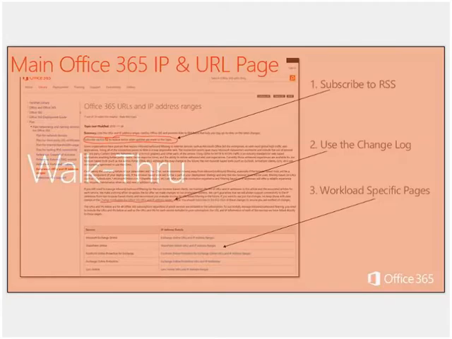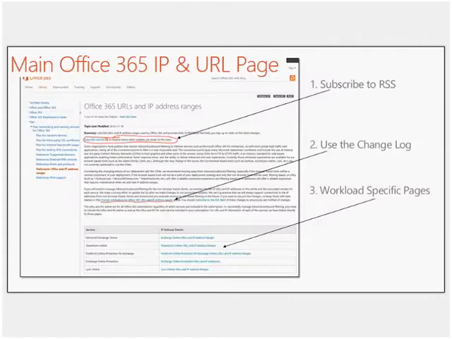So this is the main Office 365 IP and URL page. There are a couple of URLs that point to this page. This is the TechNet view. There is a view in onlinehelp.microsoft.com as well. Both of them point to the same page, and we're trying to use just the TechNet page as the one we'll point to.